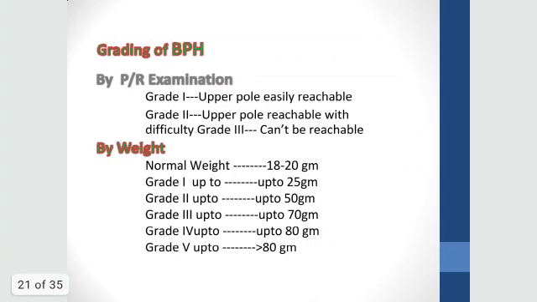So grading of BPH by just per rectal examination: grade 1, upper pole easily reachable; grade 2, upper pole cannot be reached or can be reached with difficulty; grade 3, not reachable at all. By weight, as I told you earlier, 15 to 20 grams is normal. So grade 1 up to 25, grade 2 up to 50, grade 3 up to 70 gram, grade 4 up to 80 gram, and grade 5 is more than 80 grams.